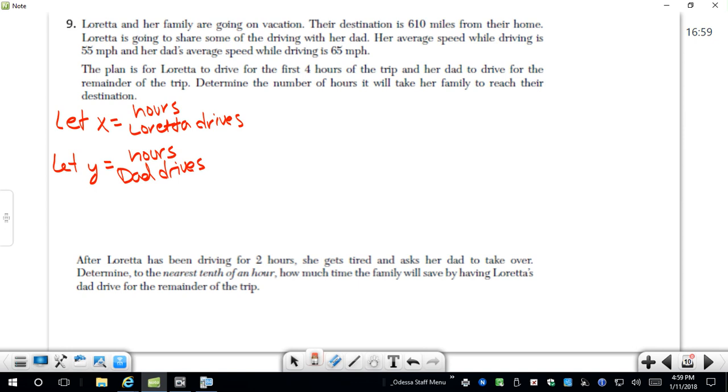Now, they do give us quite a bit of information here. So let's start with the fact that their destination is 610 miles from their home. There's some other things in here that talk about miles, in this case, miles per hour. They say that Loretta's average speed is 55 miles per hour, and her dad's average speed is 65 miles per hour. So remember, guys, you're going to keep units consistent through each equation. So in this first equation, we're going to have the 55, which is the speed of Loretta, times the number of hours Loretta drives, plus 65, which is the dad's speed, times the number of hours he drives, and we want that to be equal to 610.